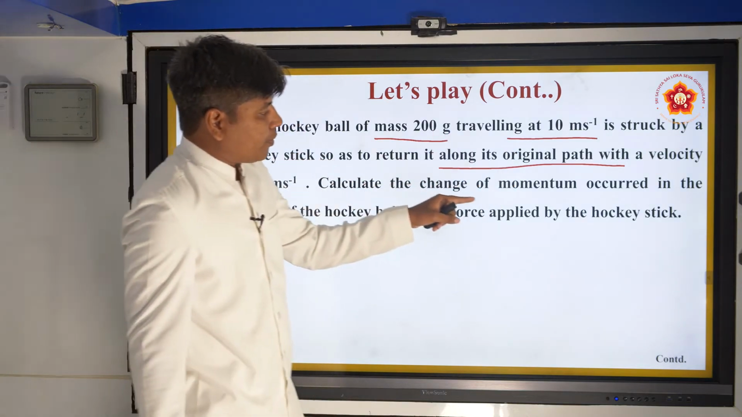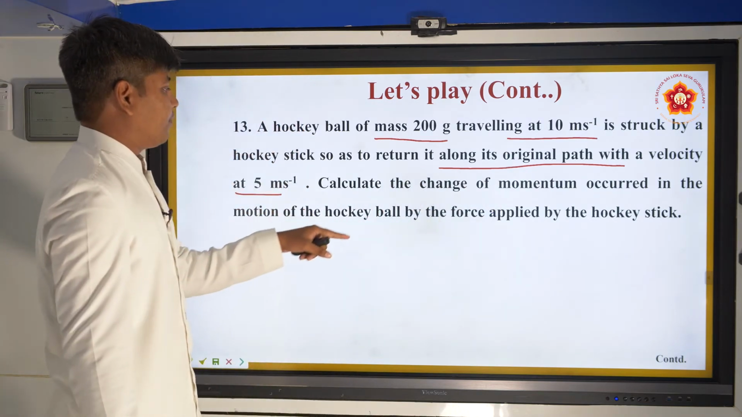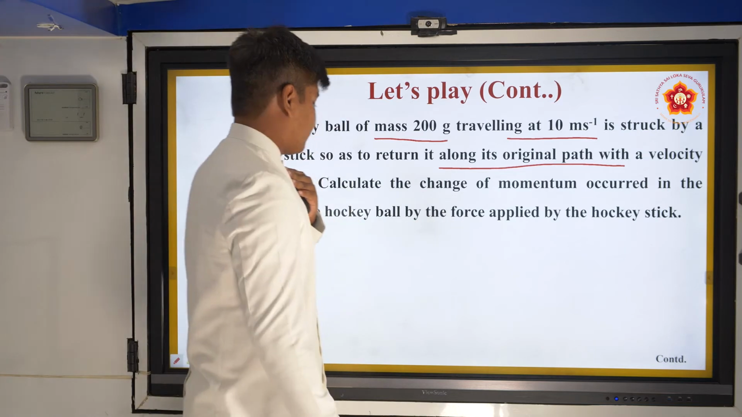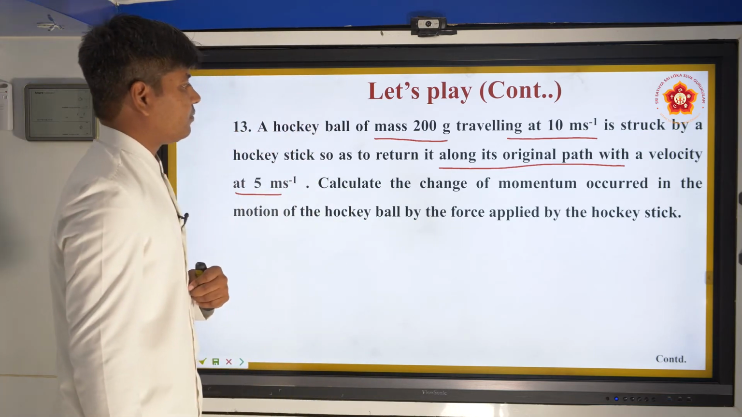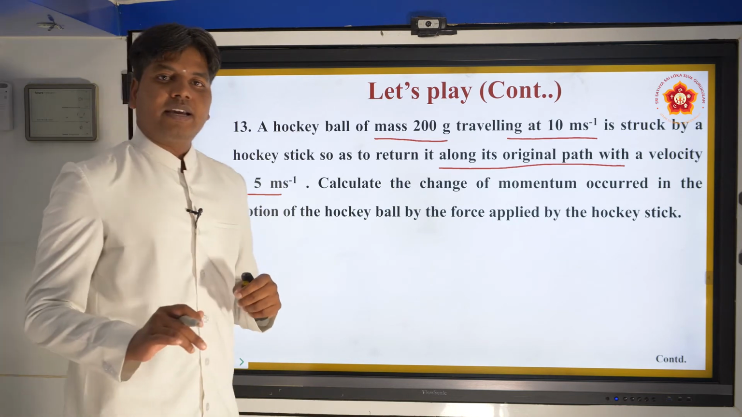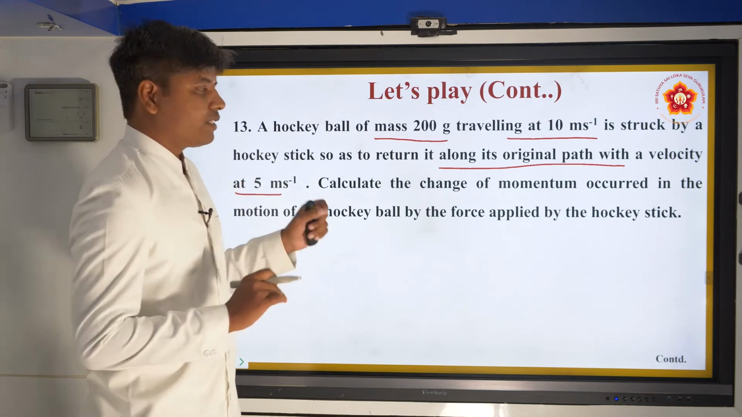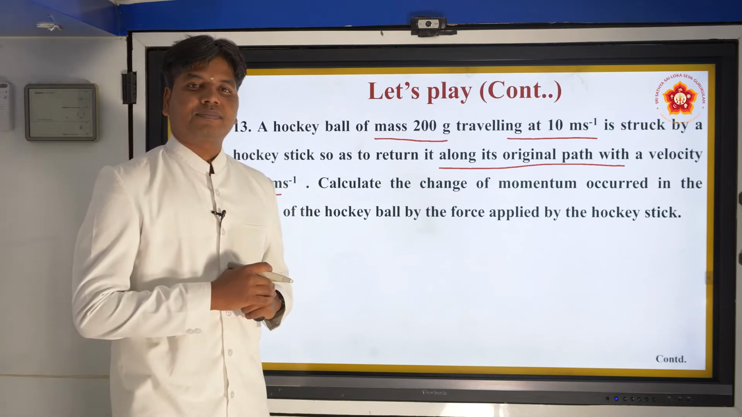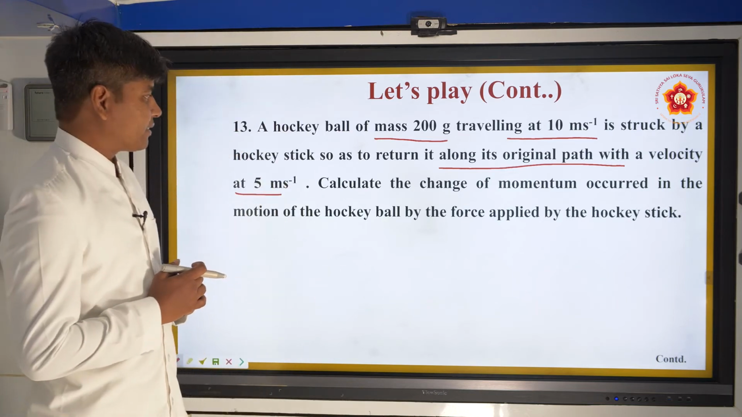Calculate the change in momentum occurred in the motion of the hockey ball by the force applied by the hockey stick. So I guess you are ready to solve it. Pause here and try to solve, and then come back and watch this video. Hope you have solved it. Now let's check.